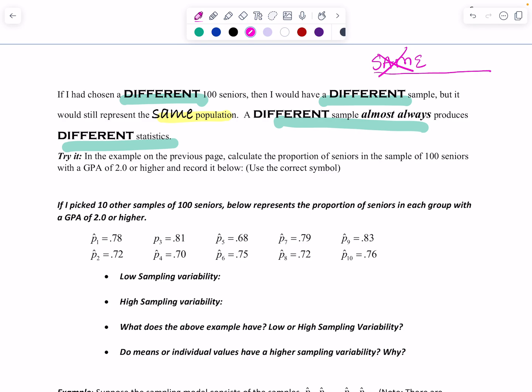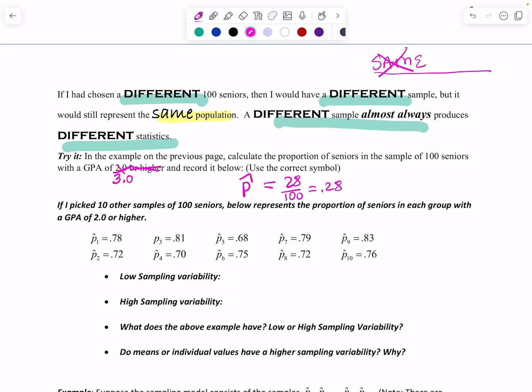Okay, so in the example on the previous page, we calculated the proportion of seniors that have above a 3.0. We didn't do "or higher," we just did above a 3.0 and recorded it below. We already did that: p hat equals 28 over 100, which is 0.28. If I picked 10 other samples of 100 seniors, below represents the proportion of seniors in each group at a 2.0 or higher.